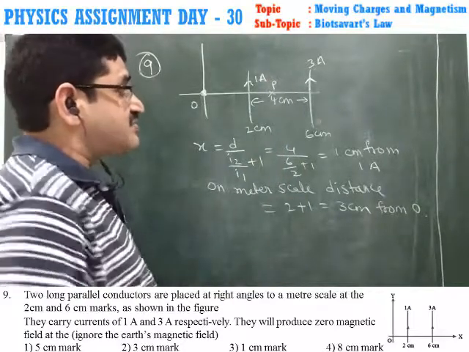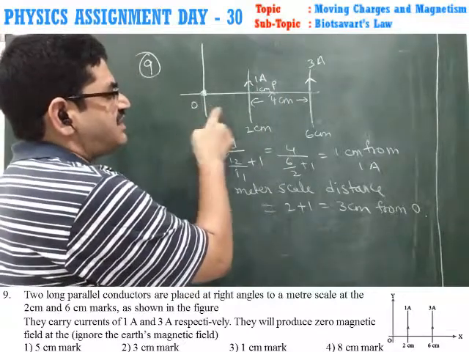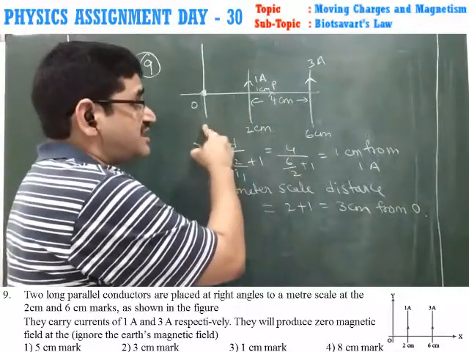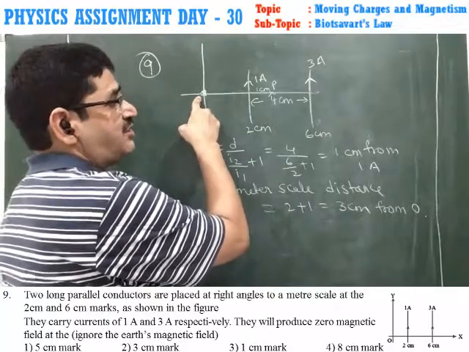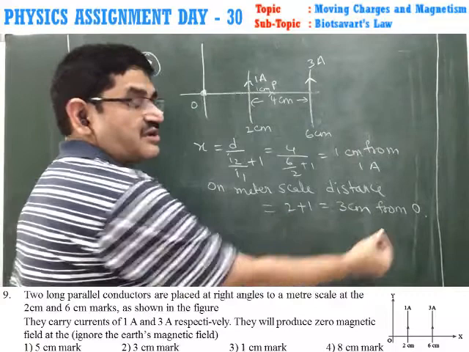From 1 ampere it is 1 centimeter. Already on meter scale it is 2 centimeter. So on meter scale from 0 it will be 2 centimeter plus 1 centimeter. Total 3 centimeter from there.